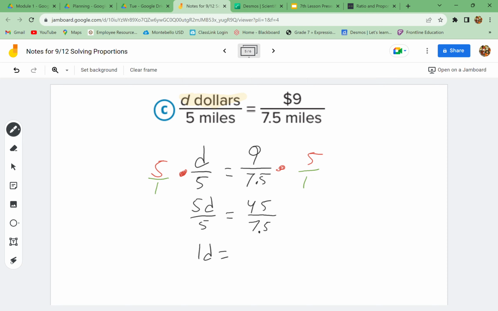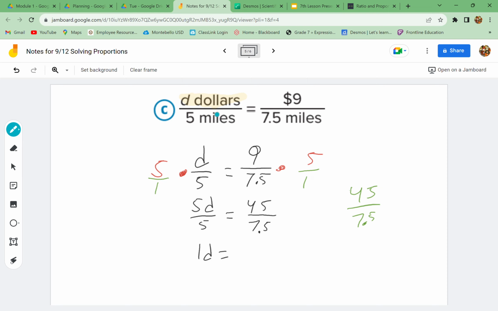is equal to 45 divided by 7.5. Now there's a few ways you could approach this one. You could use decimals, as you saw me use in the previous one. But let's have a little fun with this. I could take this fraction right here, let's put it to the side, 45 over 7.5. Those of you that have been practicing your iReadies, right?